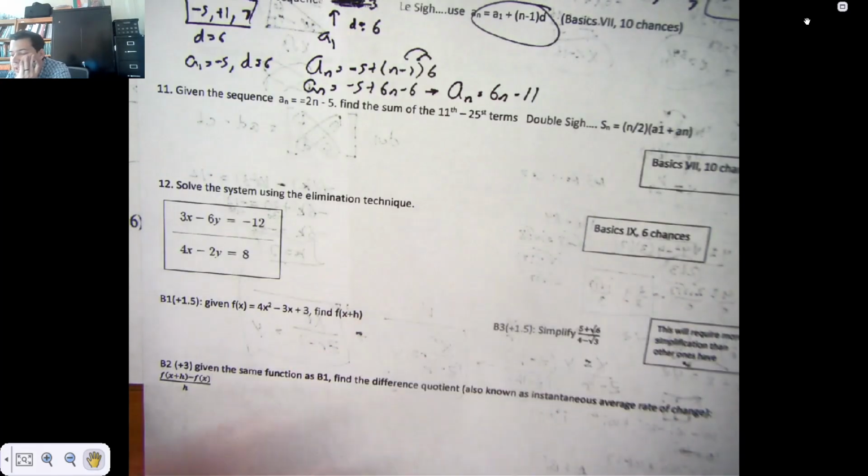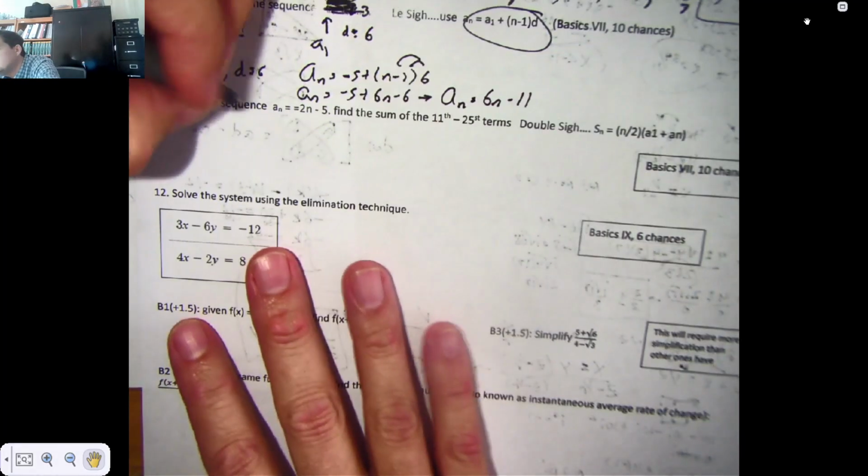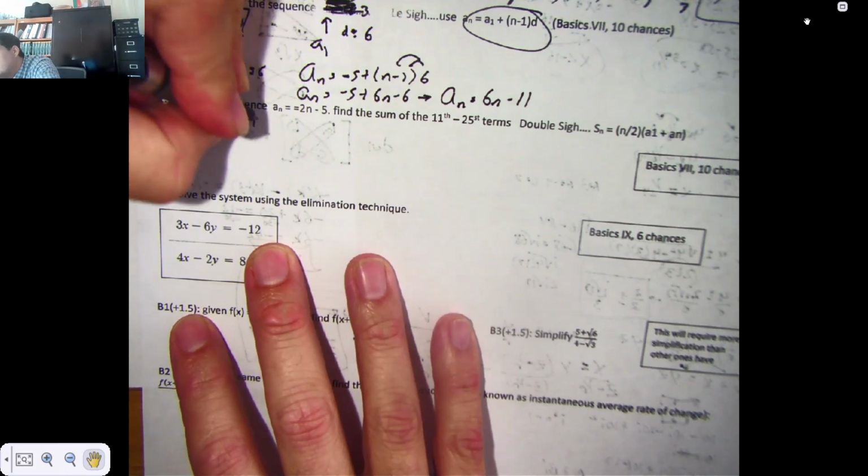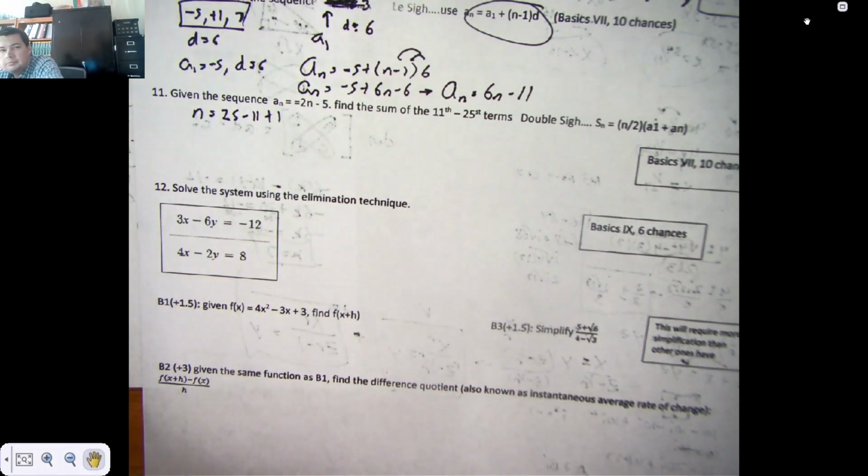All right, number 11. Given the sequence a sub n is 2n minus 5, find the sum of the 11th through 25th terms. And there's your form. Okay? There's your form. Your n value is 25 minus 11, add 1 back, which is going to be 26 minus 11, which is 15.